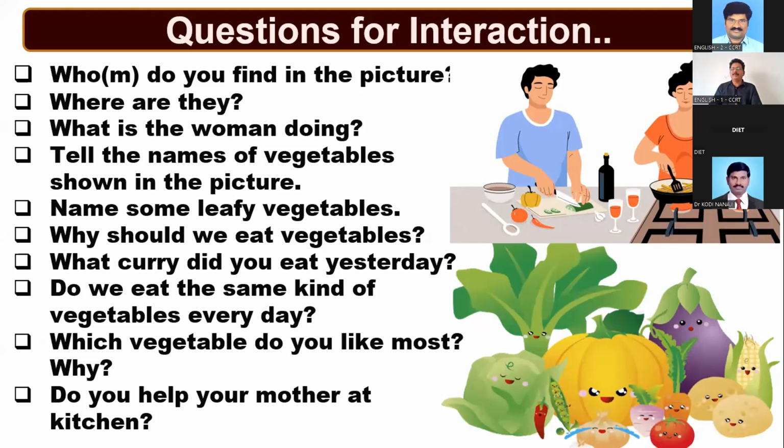Okay. So the first one is something like this. Whom do you find in the picture? Or you can say, where are they? What is the woman doing? Or what is the man doing? Or how is he helping? What is he doing? Or you can ask, tell the names of the vegetables. Or name some leafy vegetables. Or why should we eat vegetables? And which vegetables do you like? Or which vegetables do you hate? Right? So this is how you have to prepare n number of questions and ask as many questions as possible so that you can interact with each and every student in the class.